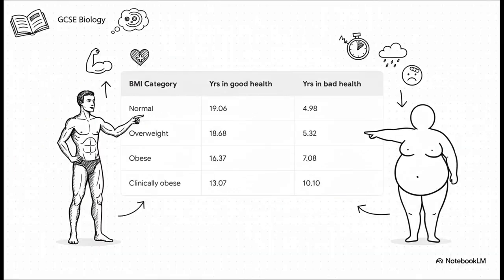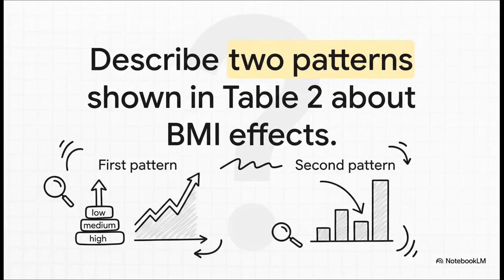So now we get this new table. Just take a second and scan it. Ask yourself, as you go down the rows, from normal all the way down to clinically obese, what's happening to the years in good health and what's happening to the years in bad health? And look, the question is super specific. It asks for 2 distinct patterns. This means you need to find 2 different relationships in those numbers and write them down.